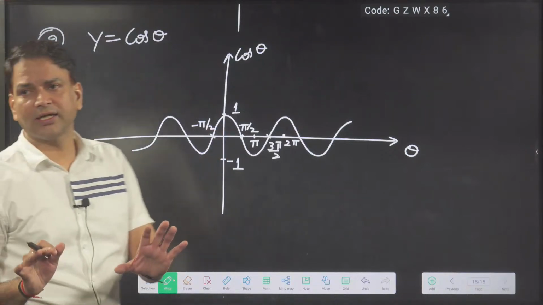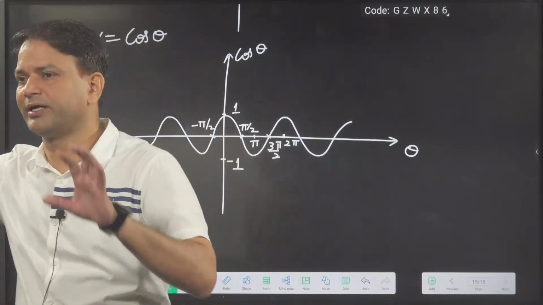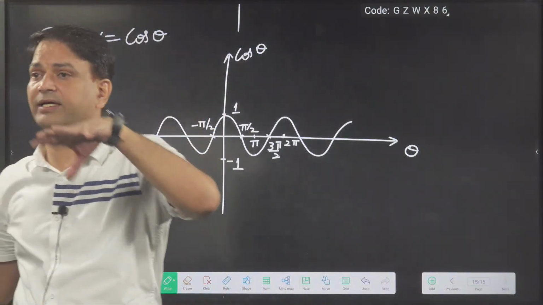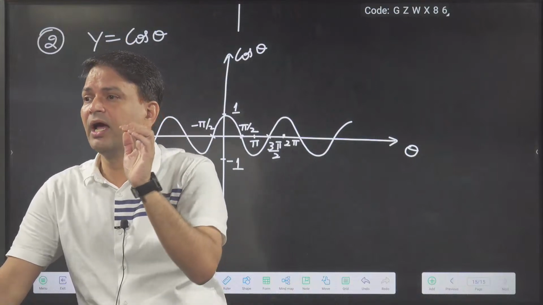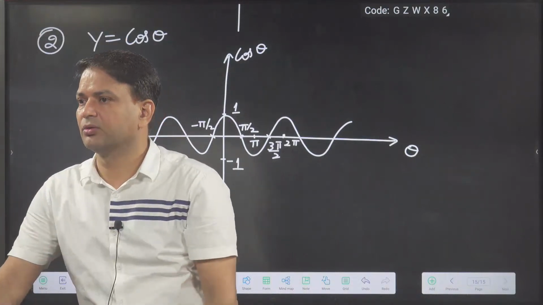So the only difference is that the pattern is otherwise the same. The only difference is how to recognize whether it is sine or cos. At 0, cos theta will be 1, and at 0, sine will be 0.